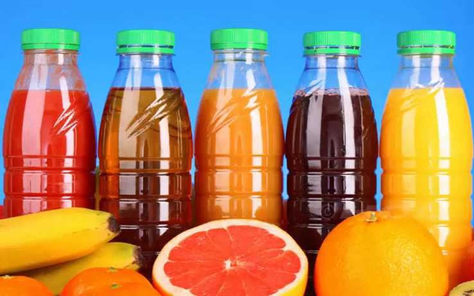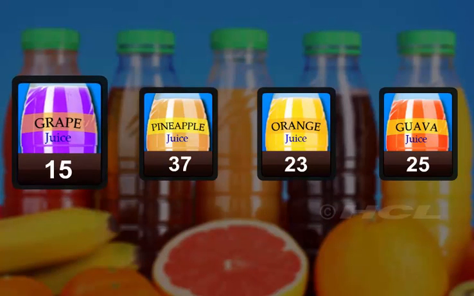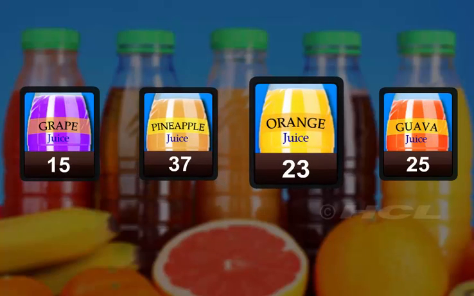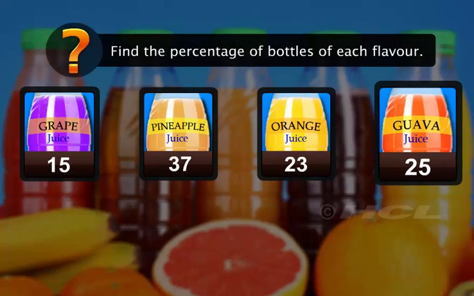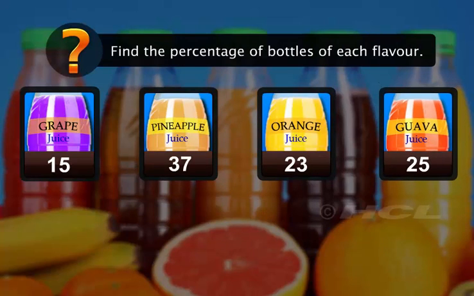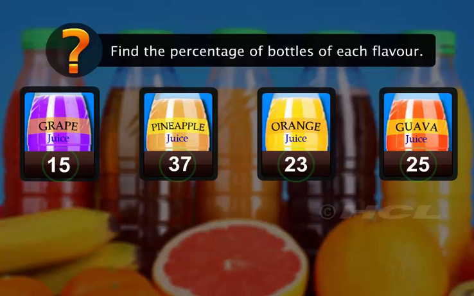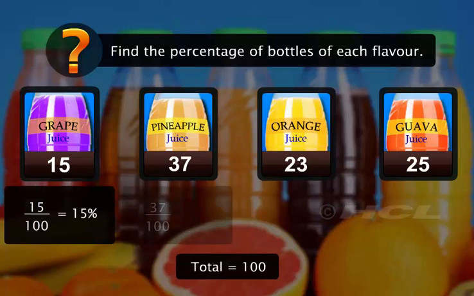Now try to find these percentages. In a shop, there are 15 bottles of grape juice, 37 bottles of pineapple juice, 23 bottles of orange juice, and 25 bottles of guava juice. Find the percentage of bottles of each flavor. First, the total number of bottles is calculated, and then the percentage of bottles of each flavor is found.